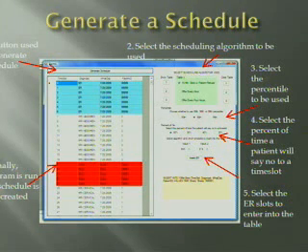Next, the program would select the scheduling algorithm to be used. As of now, we have three different algorithms. The first one is 10-minute slots, offering every 10 minutes with patient refusal. The next is offering every hour, and the next is offering every 4 hours.